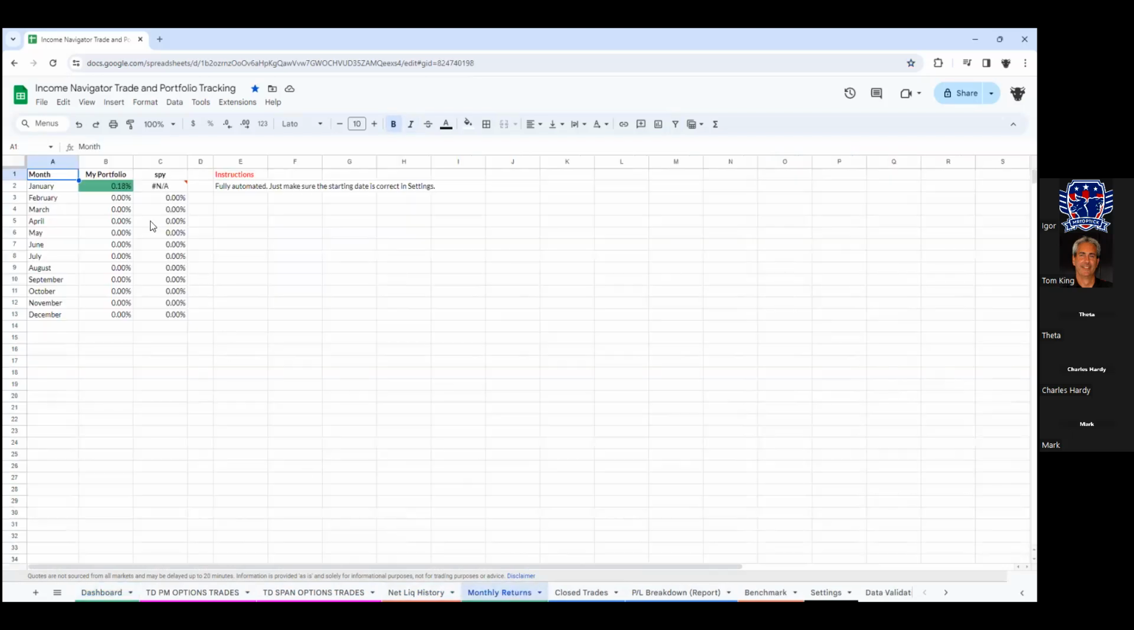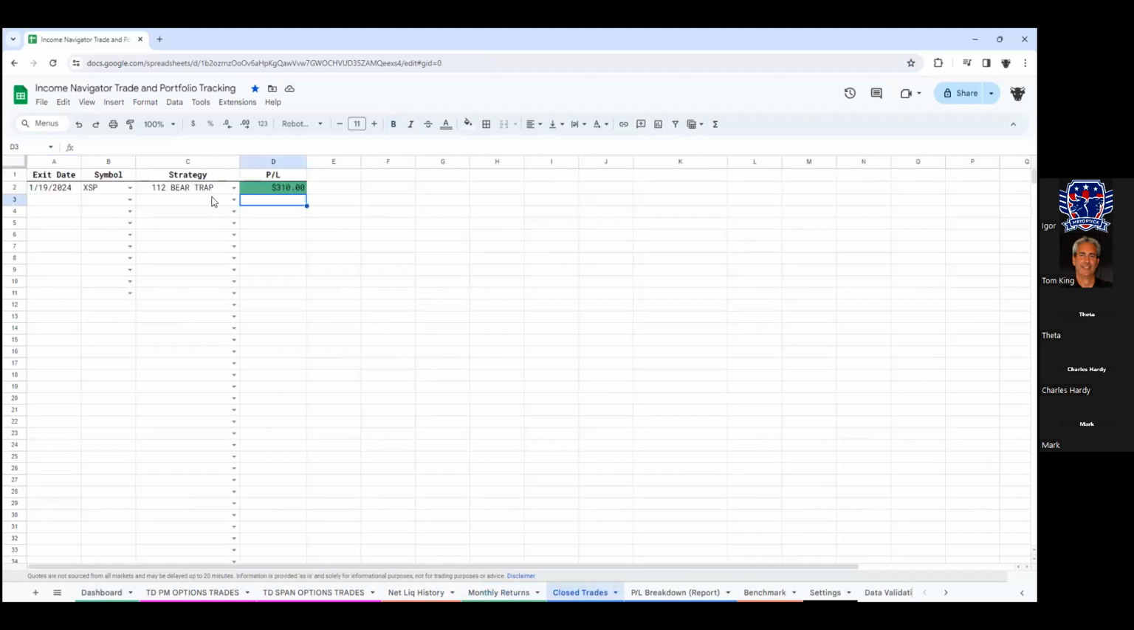Then monthly returns here, this is going to calculate performance of S&P or SPY versus my portfolio to see who's doing better. Even though I think that metric is kind of useless because, again, I'm not competing with the S&P 500. I'm competing with myself. If I am beating the S&P 500, that's a bonus. But for the most part, I need to try to meet my goals and my needs with my trading.